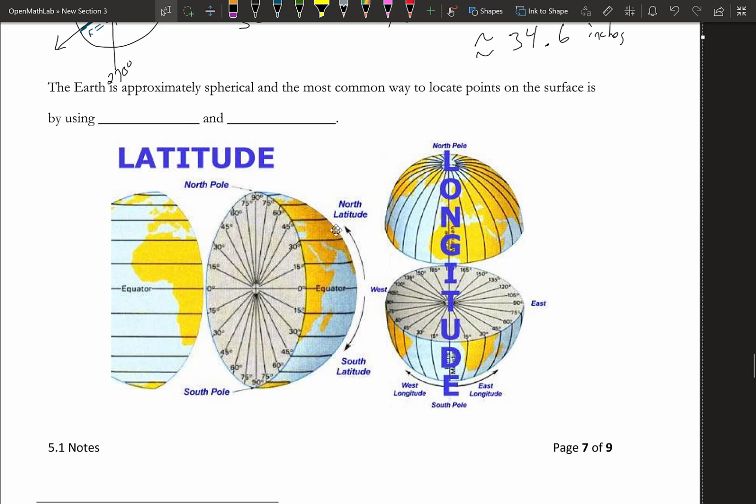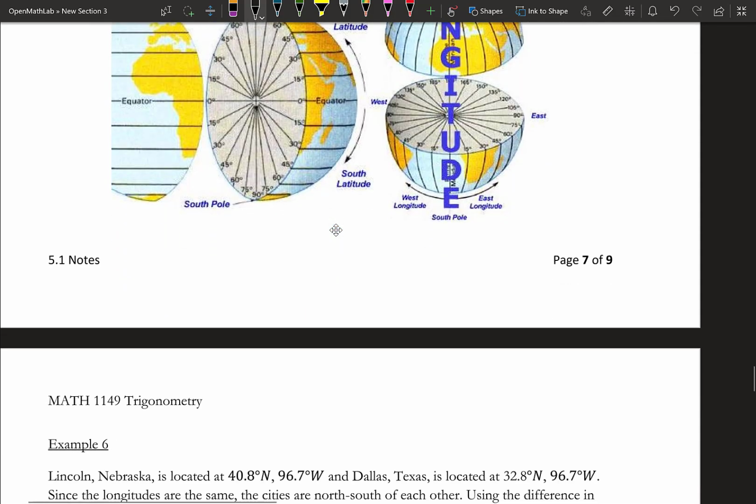All right, so now we're ready for the next example. Well, we did example 7. At the bottom of example 7, we start to see some application. We're reminded that the Earth is approximately spherical. It's kind of interesting that the Earth isn't spherical, but it's close enough, right? And the most common way to locate points on the surface is by using latitude and longitude. I have a diagram here reminding you of longitude and latitude.